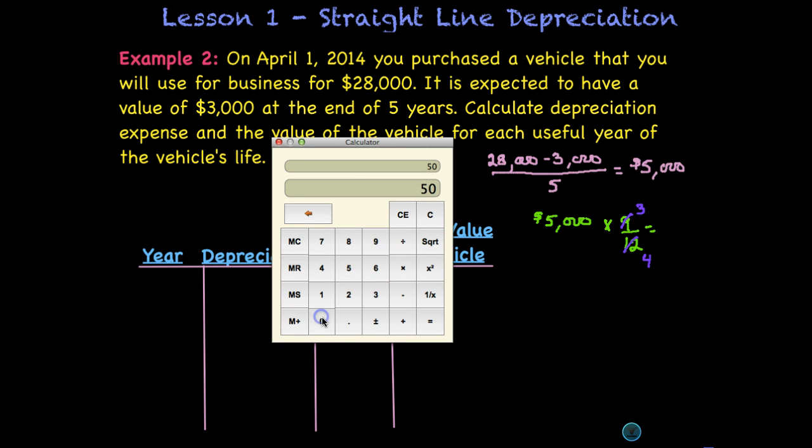I can take 5,000, and remember that 5,000 is the same thing as 5,000 over 1. So I could multiply straight across. 5,000 times 3, and then 1 times 4 is 4. So I would have 15,000 divided by 4. Another way that I could do it is I could take the 5,000 times 75% because we know that 3/4 is the same thing as 75%. So in this example, in my first year, I will only depreciate $3,750 worth.